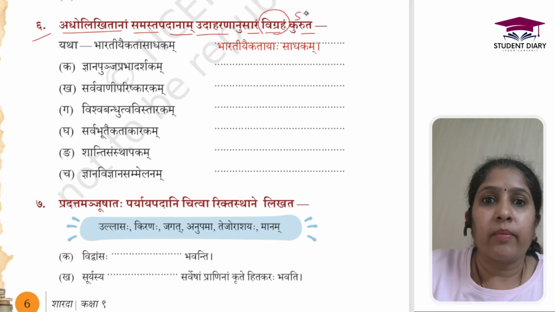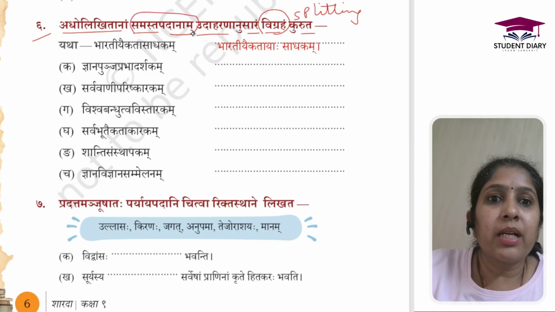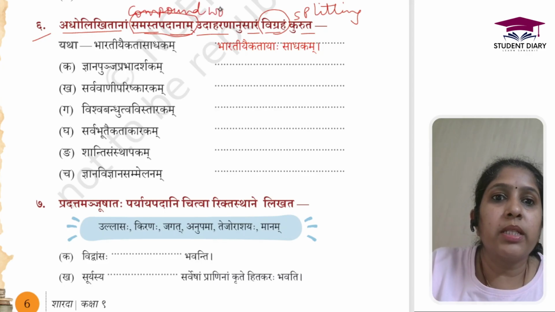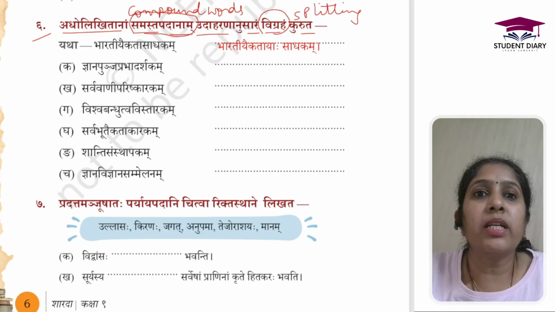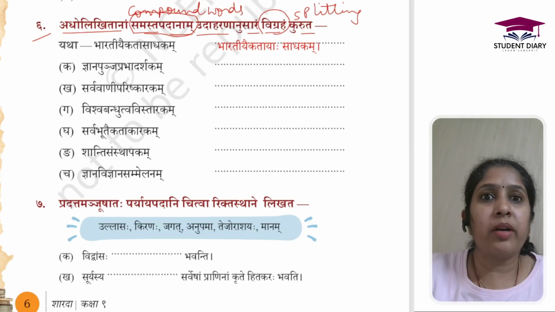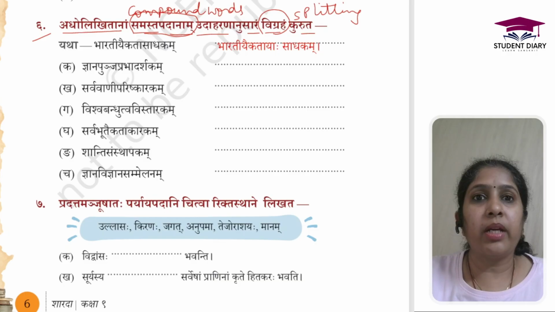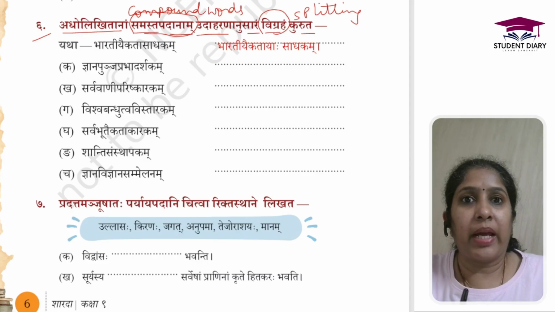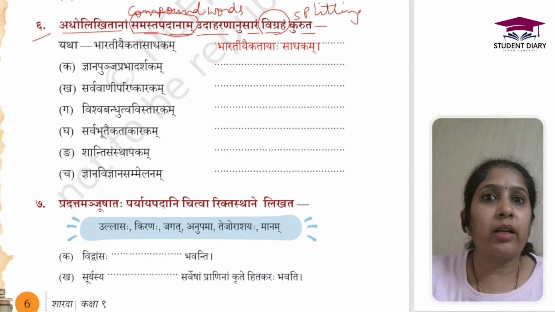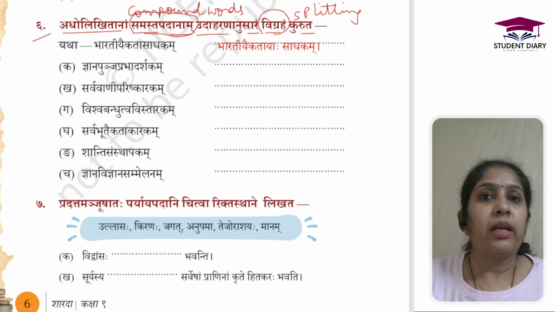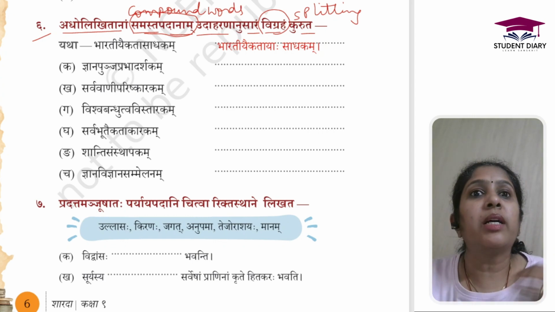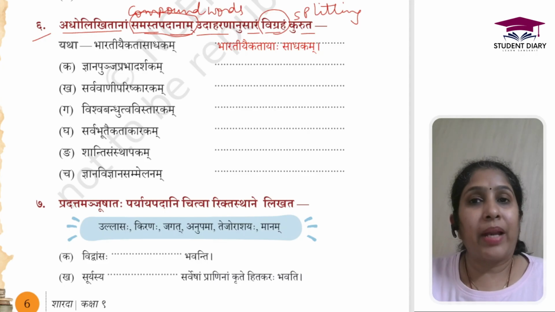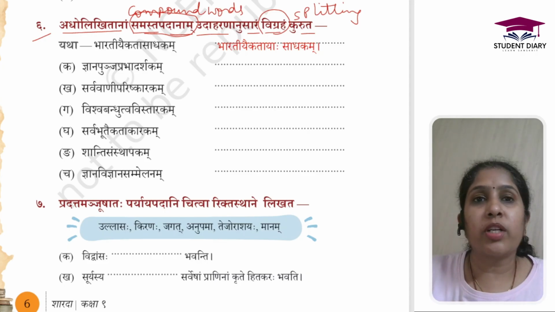Vigraha means splitting, and smast pada means the compound word. I hope everyone knows what compound words are. In English, for example, you have the word play and the word ground. They both have different meanings, and you combine them to make playground. Play is to play, khelna, and ground is the ground where you can play. Joined together, it becomes the ground for playing. So playground is a compound word which is split into two words, play and ground.